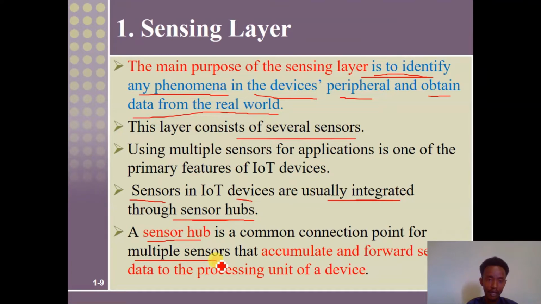For example, when we want to launch an IoT for one particular purpose for an organization, we may use multiple sensors. Those multiple sensors should be connected together in order to share the data they extract or track from the environment. So this sensor hub is used to connect those sensors together, and the sensors accumulate and forward sensor data to the processing unit of the devices.